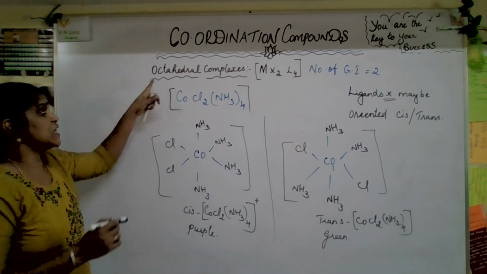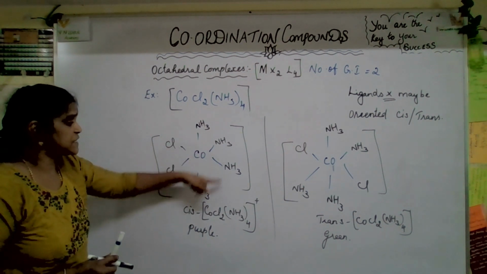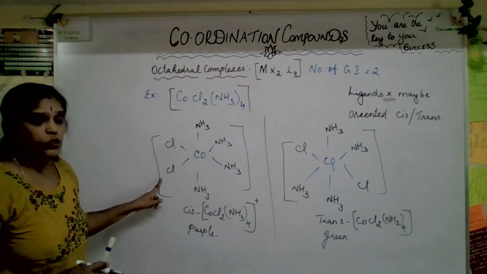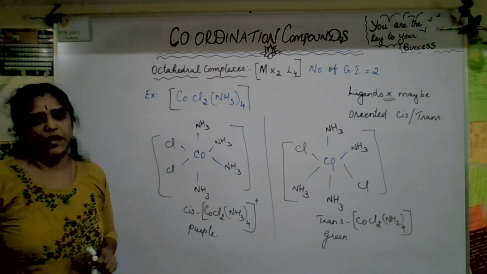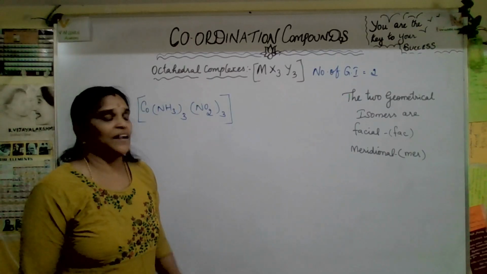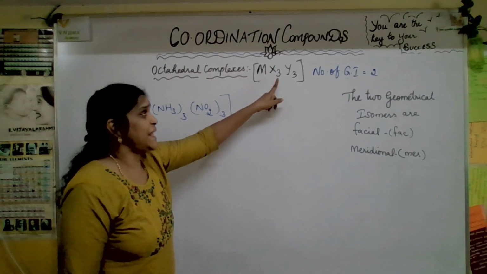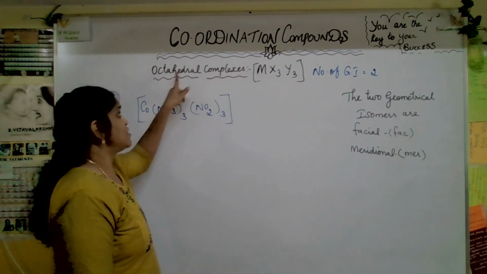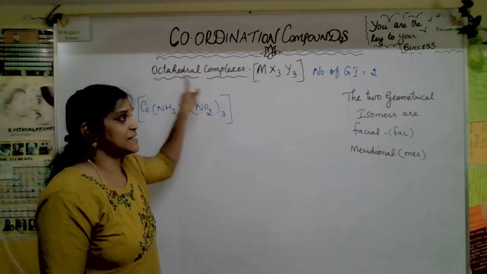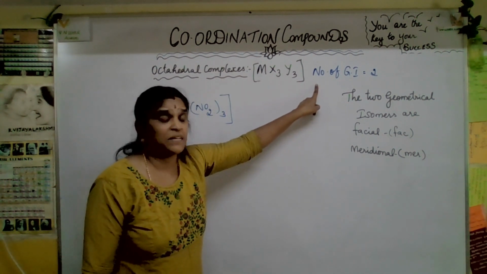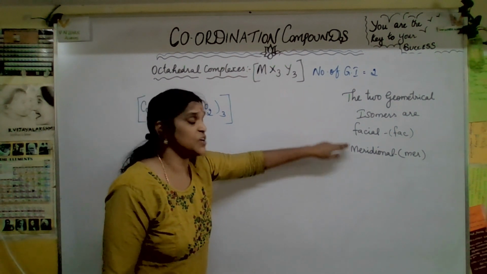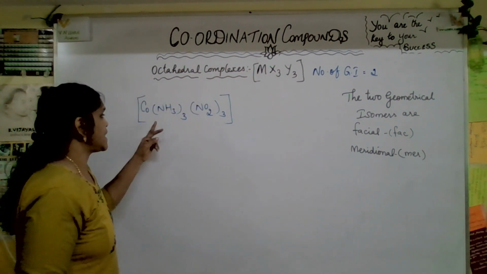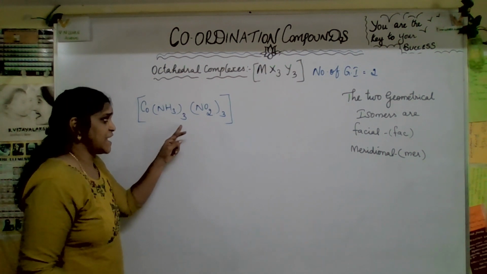Okay, so this is actually octahedral complexes. This is 4 plus 2. Right? Okay, now next one more example, let us go and identify. Now the next one, Mx3Y3. This also belongs to octahedral complexes. How many geometrical isomers are possible? It is 2. And what are they? That is facial and meridional. What is the example? Co NH3 thrice, NO2 thrice.